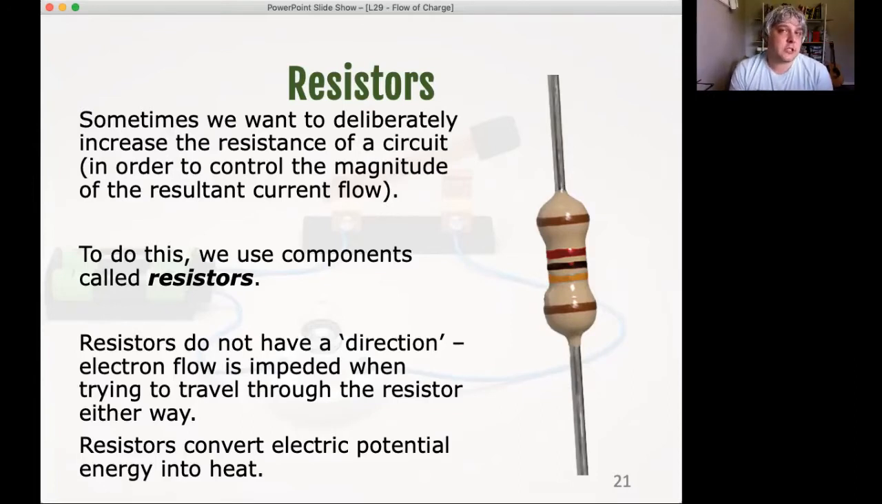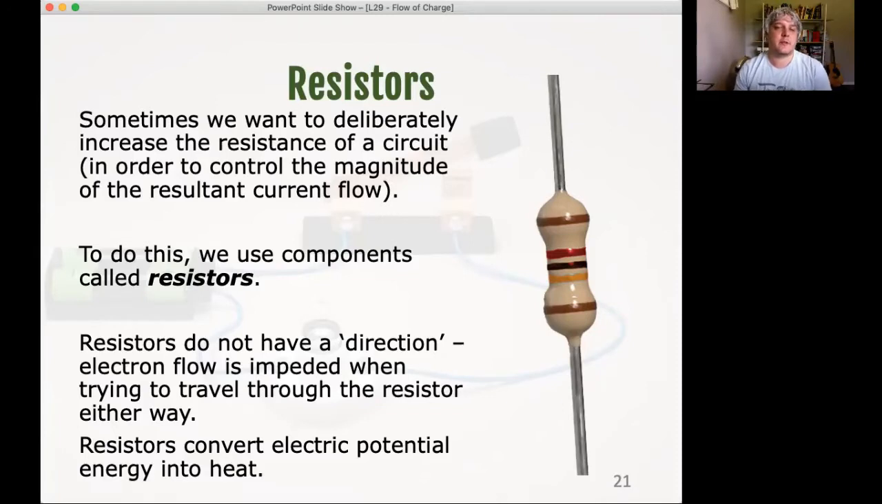Resistors don't have a direction. It doesn't matter which way the electrons are trying to go through it. They're going to get opposition either way. If you send an electron from the bottom up through this resistor, that resistor is going to oppose that motion. Same thing if you put one on the top and send it downwards through the resistor, it's going to oppose it. Same deal. What resistors do is convert electric potential energy into heat, but they have special insulative materials wrapped around them to try and not cause a whole bunch of release of heat all at once that will damage anything else. But that is essentially what they're doing.